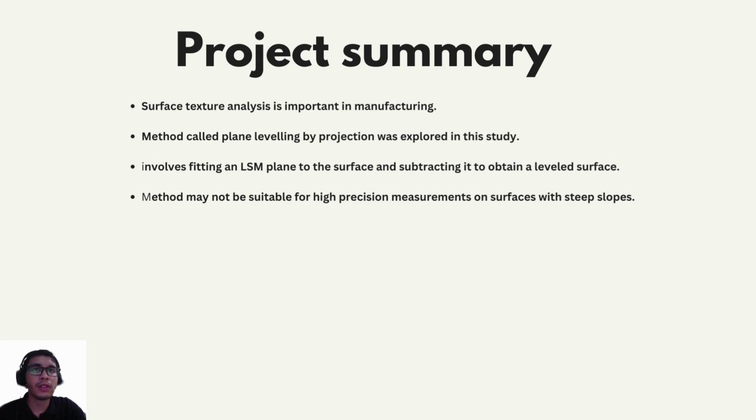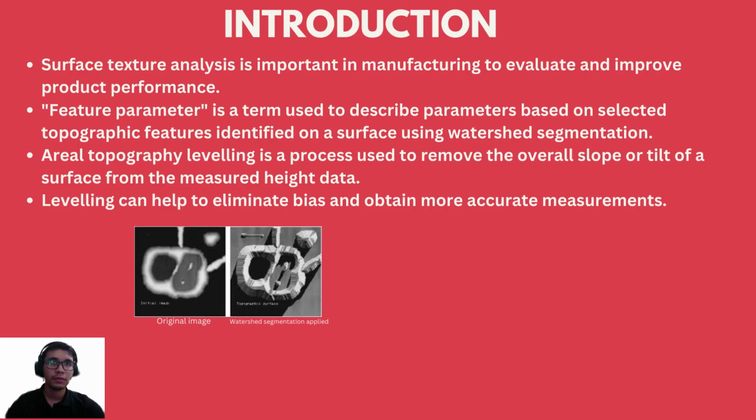the surface using the least square method, calculating the difference between the reference plane and the least square mean plane, and subtracting the least square mean plane from the surface to obtain the level surface. Surface tension analysis is a crucial aspect of manufacturing because it helps to evaluate the functional performance of the components and improve product performance.